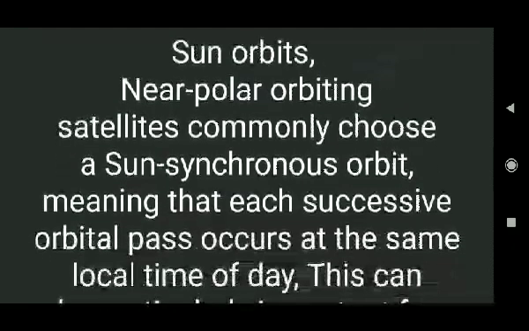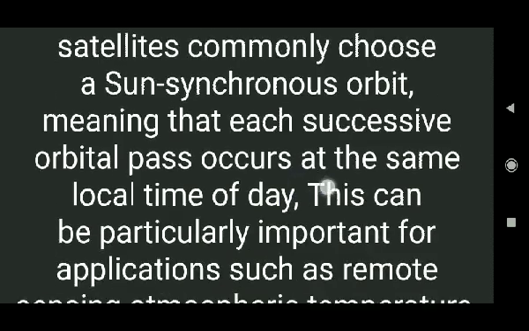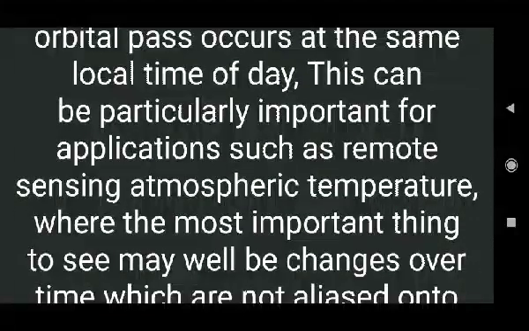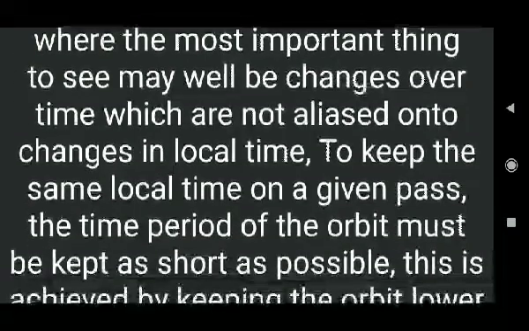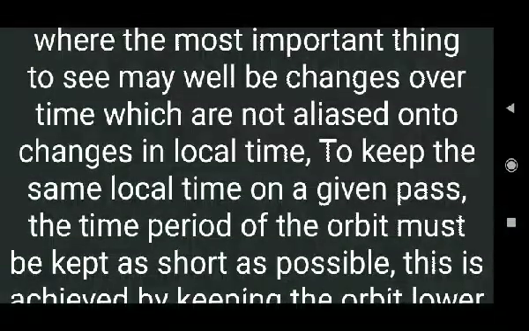Sun orbits. Near-polar orbiting satellites commonly choose a sun-synchronous orbit, meaning that each successive orbital pass occurs at the same local time of day. This can be particularly important for applications such as remote sensing of atmospheric temperature, where the most important thing to see may well be changes over time which are not aliased onto changes in local time.